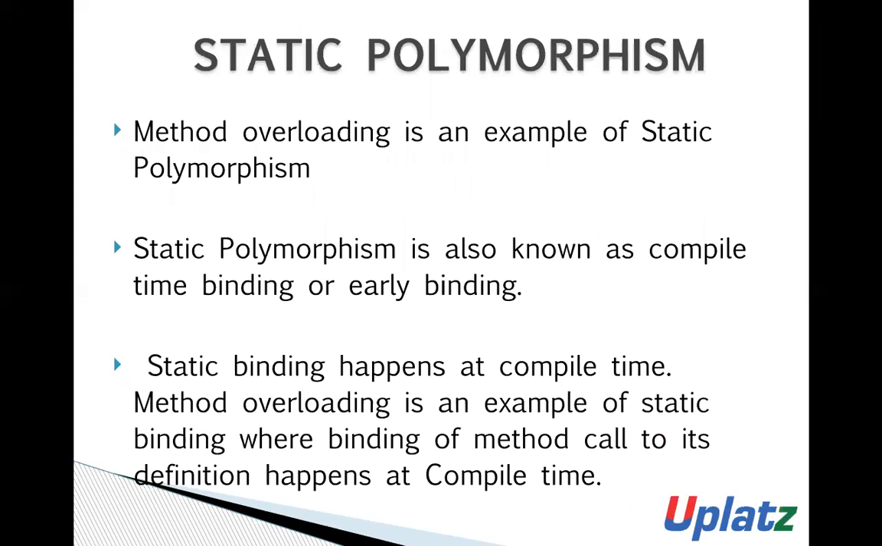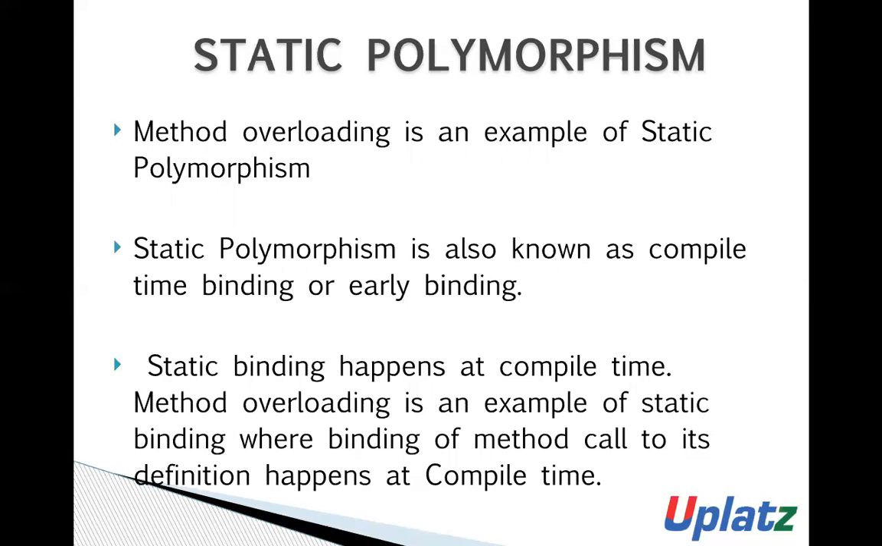Now, method overloading is also an example of static polymorphism. I'll be discussing polymorphism in another video, but I'll give you a brief insight into it. Polymorphism can be basically classified into 2 broad categories: compile time polymorphism, which is also called static polymorphism, and runtime polymorphism or dynamic polymorphism. Static polymorphism is achieved in Java by method overloading. It is also known as compile time binding or early binding. Static binding happens at compile time.